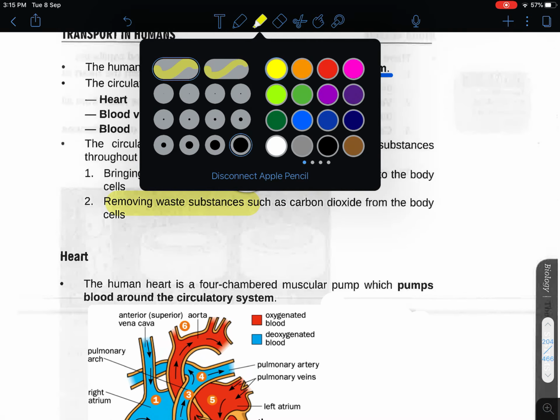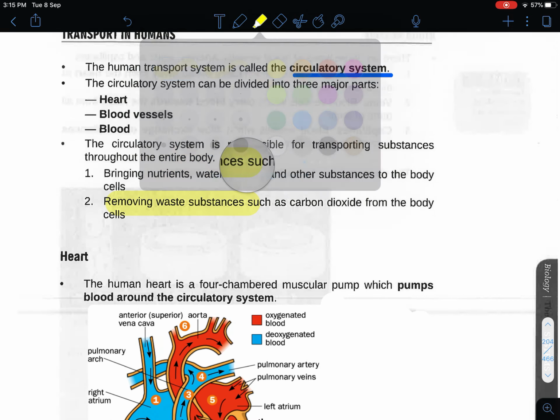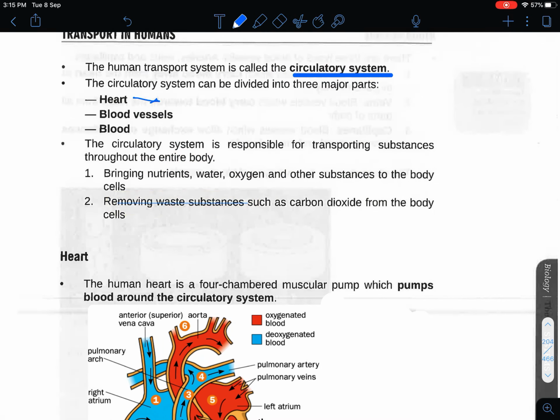So if you look at the three main ideas, we will see that the heart acts as a pump to generate the force for all the items to be transported around your body. The blood vessels are the passage or the pipes to carry all the blood flow, all the nutrients everywhere, and of course the blood is the transport medium. It's like the car that carries all your goods and everything around your body.